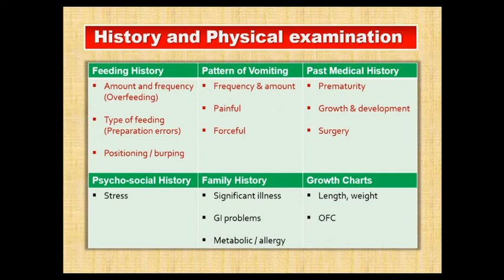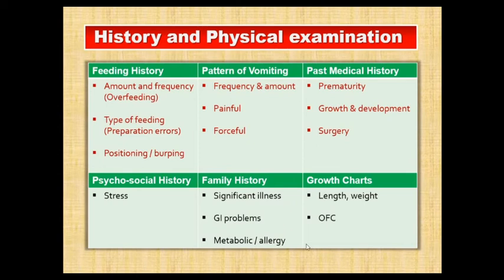Surgery is very important to ask about in the past medical history, because the patient may have hiatal hernia or repaired tracheoesophageal fistula. The psychosocial history also is very important. Ask about citrus as a predisposing cause. And in family history, which is very important, ask about significant illness in the family and whether there are GI problems similar to this or not, and ask about the history of metabolic and allergic disorders.